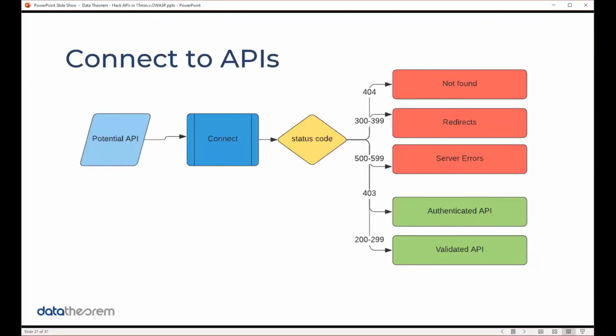So what we're seeing here is a flow chart that describes, given a potential API, if a connection is made to that API and the resulting status code is 404 not found, well, that means we can ignore it. It's not a real API. It's not reachable. It's a waste of time, right? Now, if it redirects or we get some other type of server error, those are also indicators that this is not a real URL or a real API.